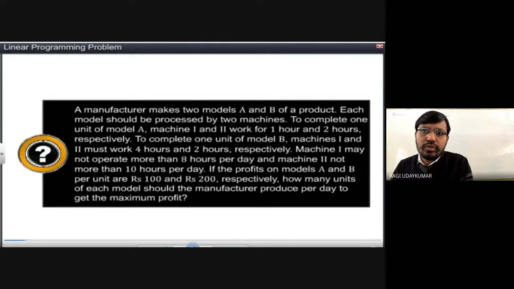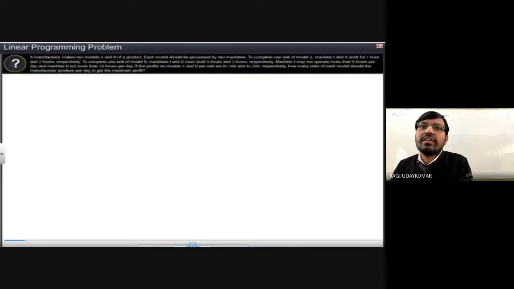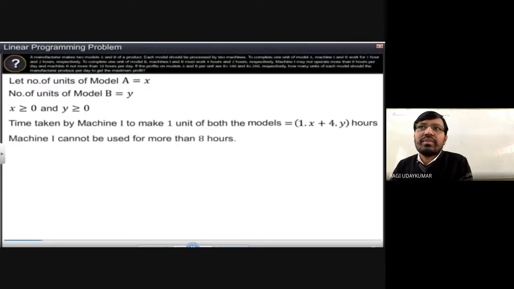Is it visible to you? 4 hours. Arrow mark is visible to you. 4 hours, look, here it is given to you 4 hours, and here it is given to you 2 hours. So the solution, whenever you are taking x plus 4y hours, machine 1 works, and machine 1 cannot be used more than 8 hours. So these many hours it is using in a day.